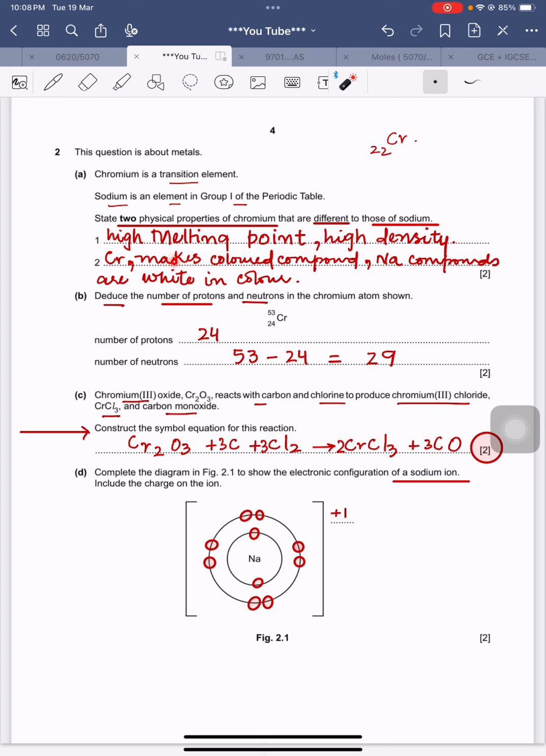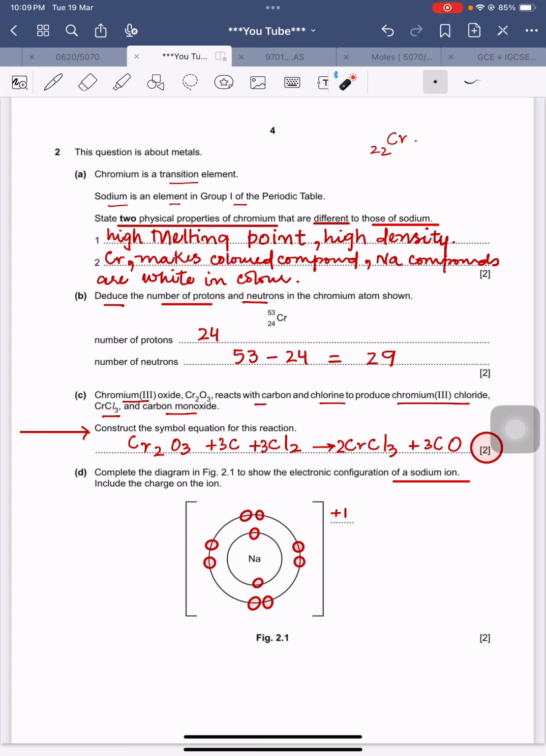Whenever you are talking about the physical property of a solid, you should talk about its melting point, not about its boiling point. And if you are talking about a gas or a liquid, then you can talk about the boiling point. Okay, chromium makes colored compounds, whereas sodium makes white compounds, or you may say compounds of chromium make colored solutions, for example, whereas sodium is going to make a colorless solution. You can write this as well, that chromium is used as a catalyst in different reactions, sodium is not used as a catalyst of different reactions, etc.